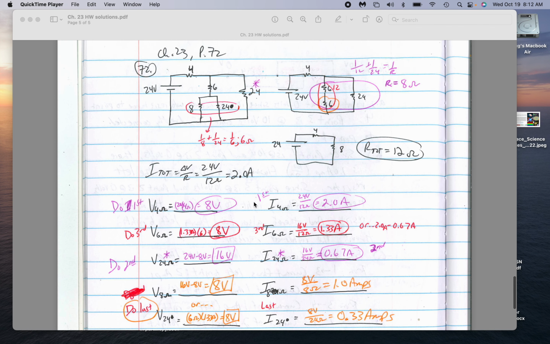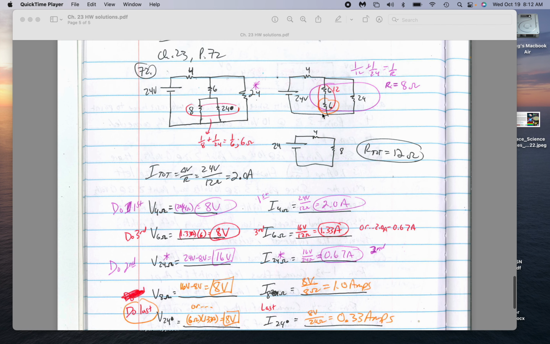So then the third thing I did was this 6 ohm resistor all by itself. So I thought about this branch. This branch has 12 ohms total. All the current going through this middle branch has to go through this 6 ohm resistor. So to find that current, I'm going to take the voltage across this whole branch, which we just said was 16 volts, and we're going to divide it by the resistance of that branch, which is 12 ohms, and that gets me 1.33 amps.